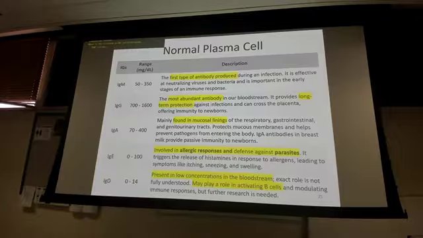IgM is that first type of antibody that's produced. It neutralizes viruses and bacteria. You have IgGs, which are the most abundant in the body, and they provide long-term protection against infections, and they cross over the placenta when the mama is pregnant, offering immunity to newborns for those first couple days that they're on Earth. You have IgAs that are found in all your mucosal linings: respiratory, GI tract, and genitourinary tract. IgEs are involved in allergic responses and defense against parasites, and then IgDs are just found in low concentrations in the bloodstream.